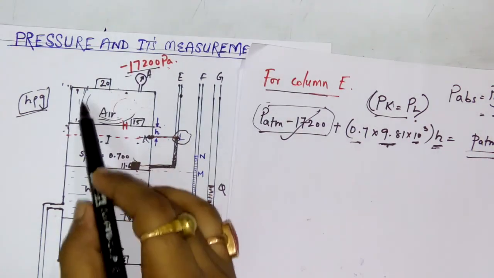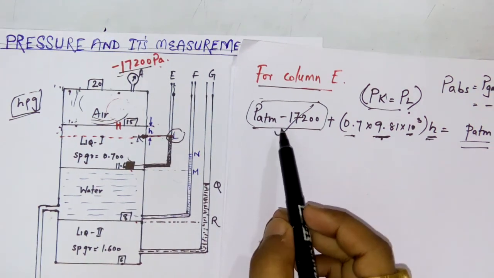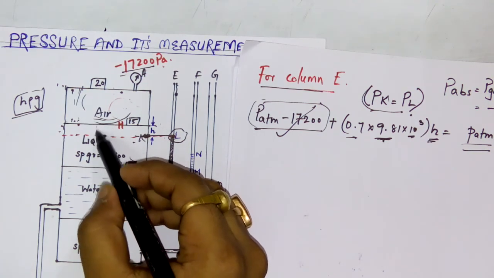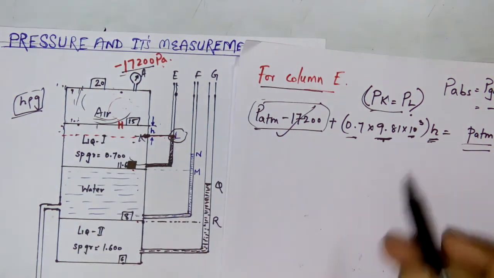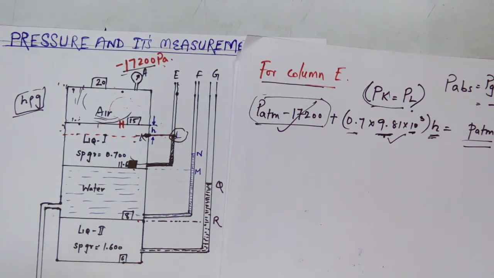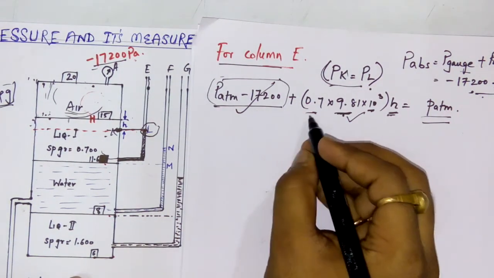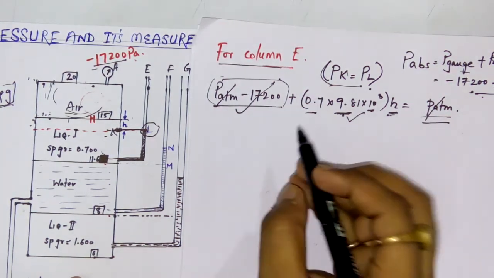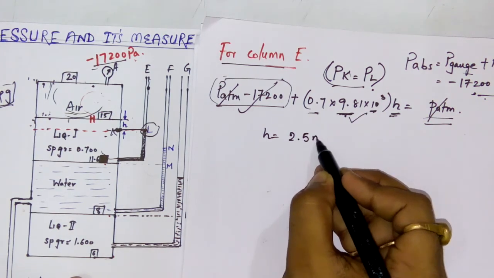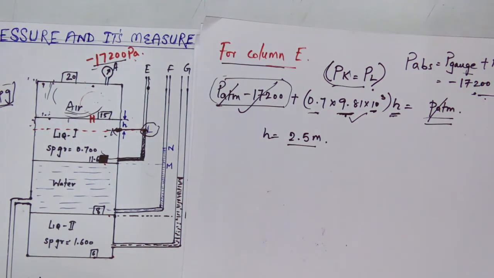So we have considered the pressure of this system, that is P atm minus 17200, plus the pressure due to this height of liquid one. This we cannot neglect because you will get a considerable value. So from this equation, P atm cancels out. If you solve this, h will come to 2.5 meters. This small h will come to 2.5 meters.